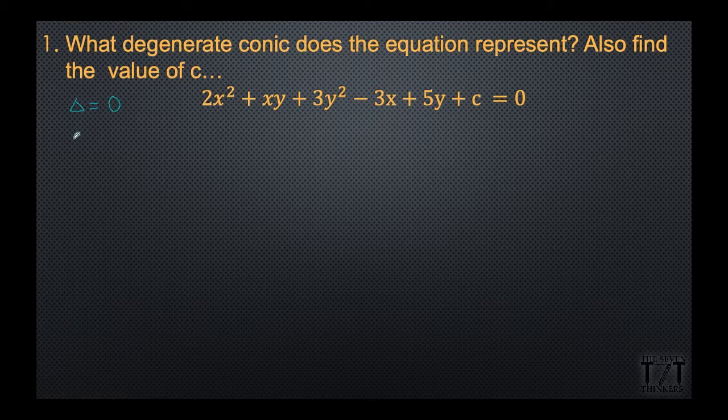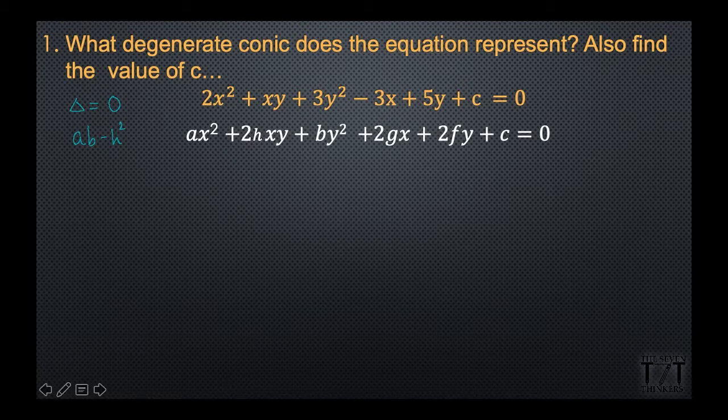The conic would be determined from the value of ab minus h square. We know that the general equation of conic is of the form ax square plus 2hxy plus by square plus 2gx plus 2fy plus c is equal to 0. So the value of a over here is 2, h over here is half, b over here is 3, g over here is minus 3 by 2, f over here is 5 by 2 and c is equal to c.